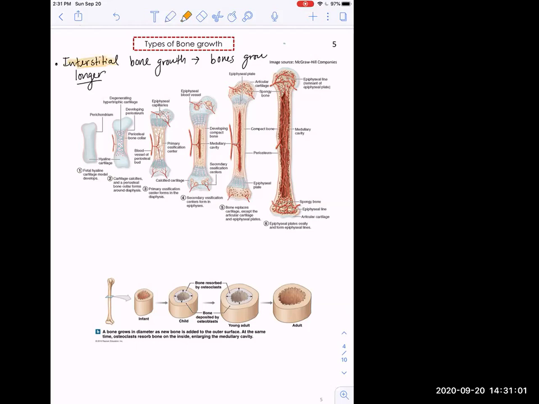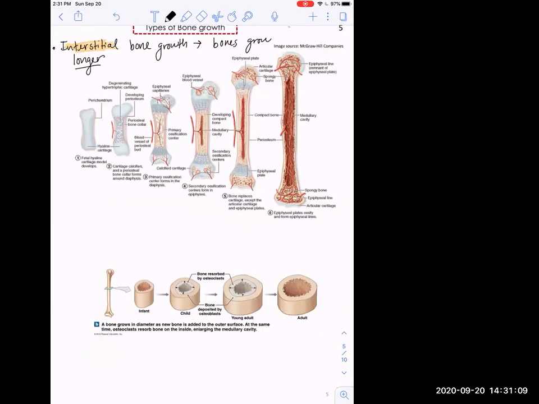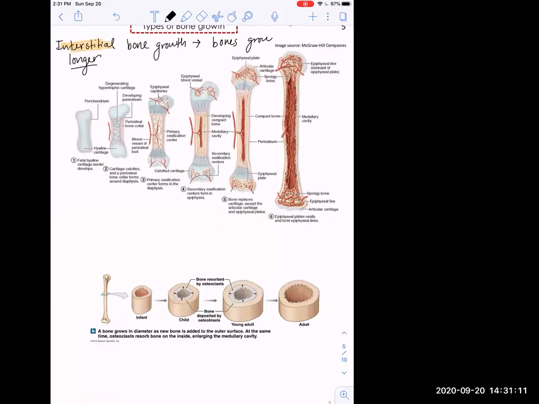In interstitial growth, bones grow longer. So let's take a look at what's happening here. We're going to start out from the very beginning, when you're a fetus, and there's not much to write down because this graph pretty much says everything I need to say.